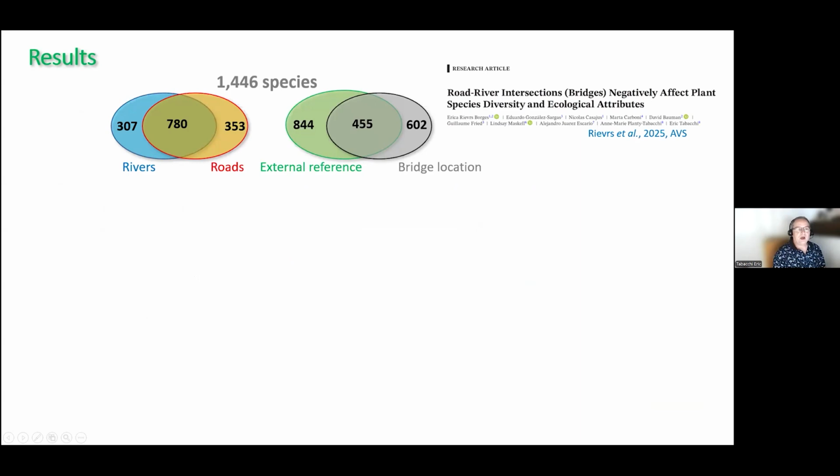Well, today I will just give you some main results. I invite you to have a look at our paper if you want further details. The first observation we made is that rivers and roads shared a lot of species, as you can see. And when we compare the bridges to external references, you can see that external references and bridges have their own composition, their own species pool.